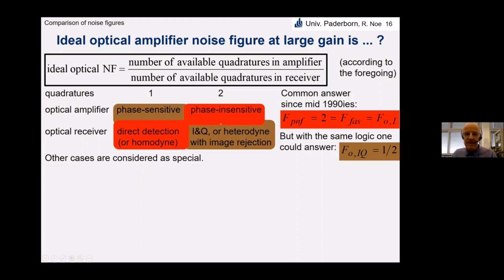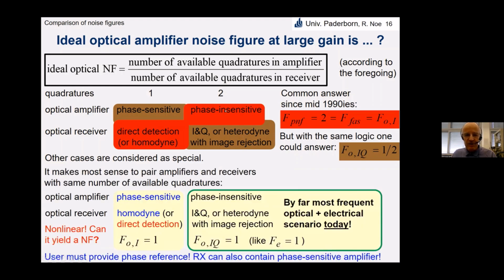What makes sense is to have the same number of available quadratures for the amplifier and for the receiver. The most common case is 2 available quadratures in the amplifier and in the receiver. At least that's how it is in the electrical domain, and we have kept the same for the optical domain. Homodyne is a special case. A phase-sensitive optical amplifier will have a noise figure of 1 if put in front of a direct detection homodyne receiver.